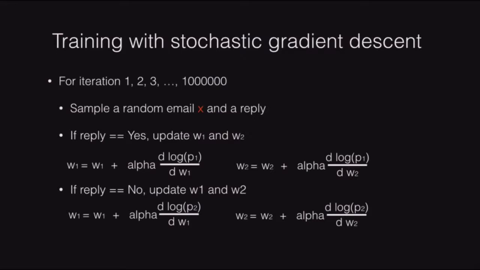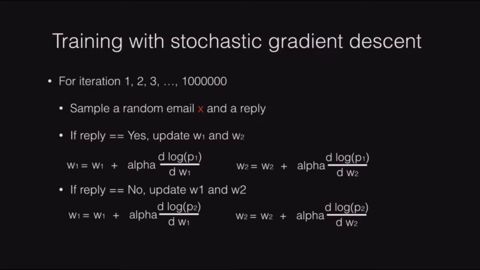Because I said to update, to increase the probability, what does that mean? What that means is that you find the partial gradient of the objective function with respect to some parameter. So now you have to pick some alpha, which is the learning rate, and then you say W1 is equal to W1 plus some alpha times the partial derivative of log of P1 with respect to W1.